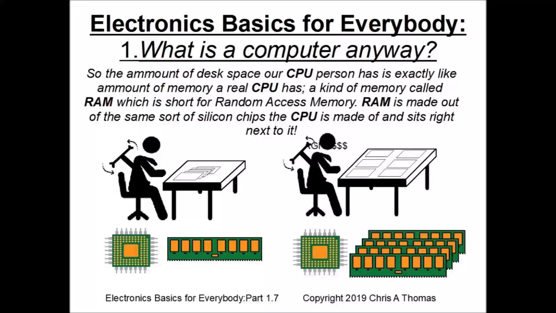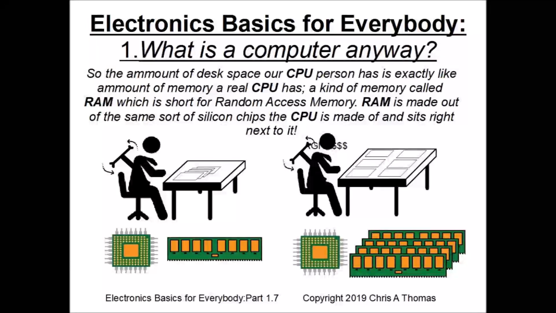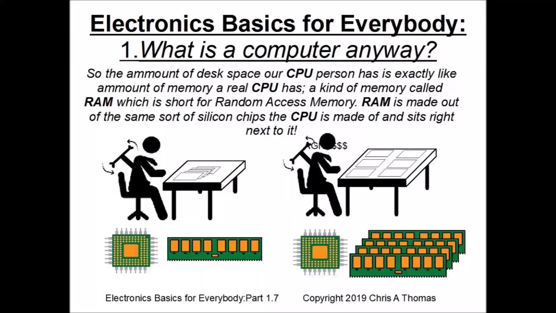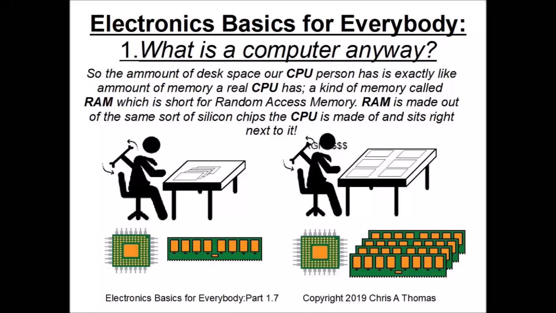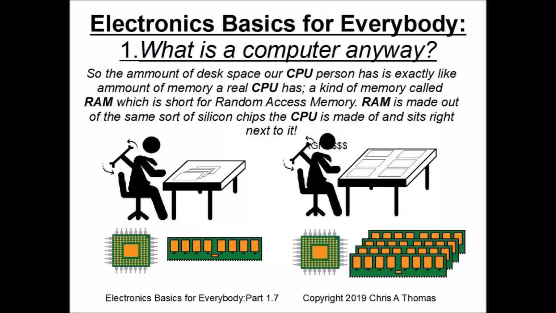So the amount of desk space our little CPU has is exactly like the amount of memory a real CPU has. A kind of memory called RAM, which is short for random access memory. And RAM is made out of the same sort of silicon chips that a CPU is made of, and it sits right next to it. And as you can see, more table space equals more RAM, which equals getting things done a lot quicker.